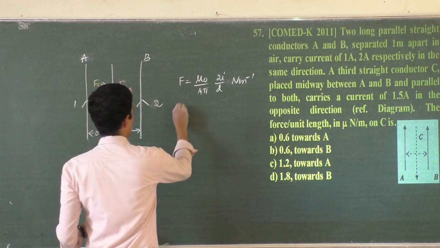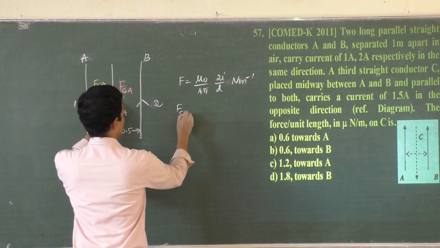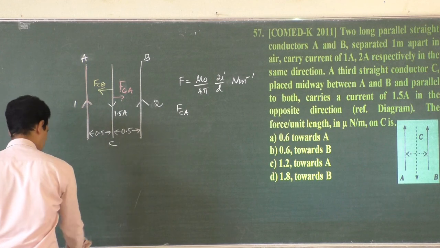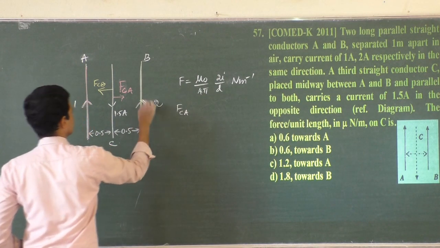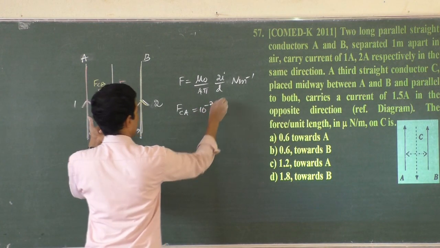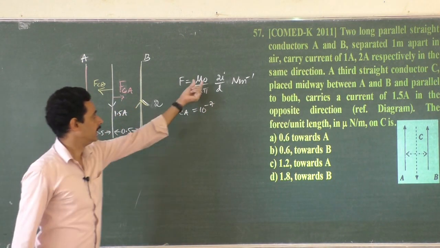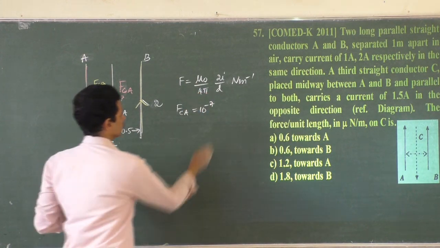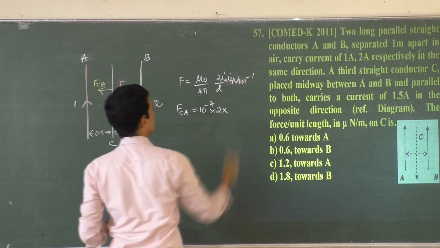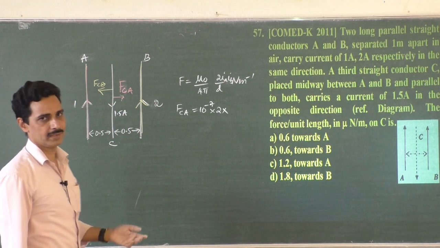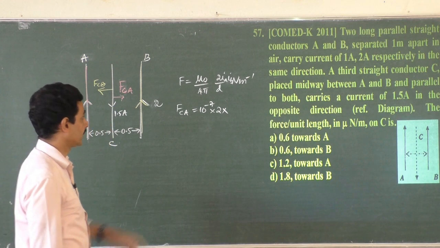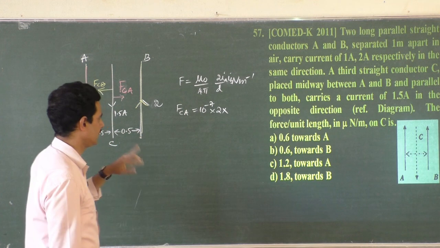Okay, F on C due to A. A is this one. Right? F on C due to B. B is like this. These two now. Mu naught is 4 pi into 10 to the power minus 7, divided by 4 pi. So 10 to the power minus 7 into 2 IAIB by D. Because when you define current, 1 ampere current, you write 2 into 10 to the power minus 7. So 2 IAIB by D.